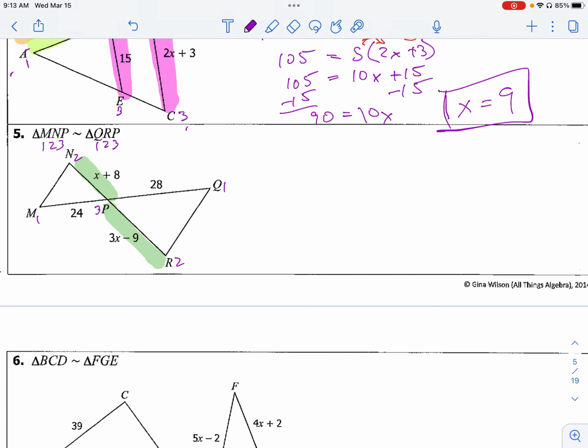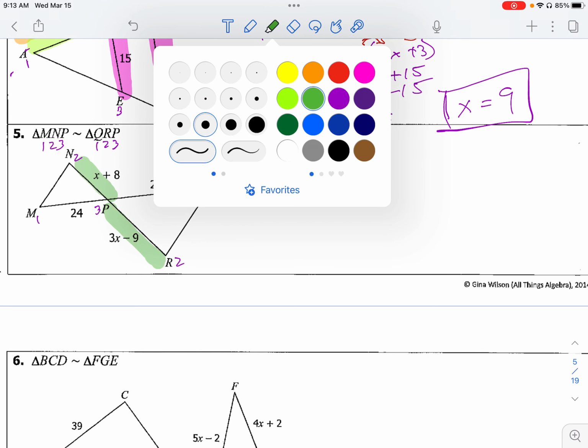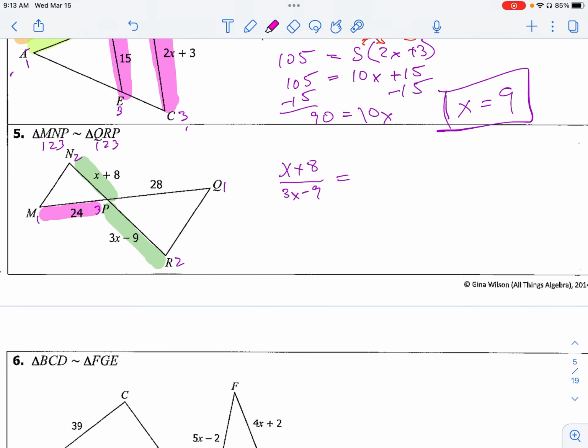Let's just do that. So triangle MNP is going to go on top. So x plus 8 over 3x minus 9. And then we need some numbers to deal with. So I got 1 and 3 here. I got 1 and 3 here. So then we got 24 over 28.